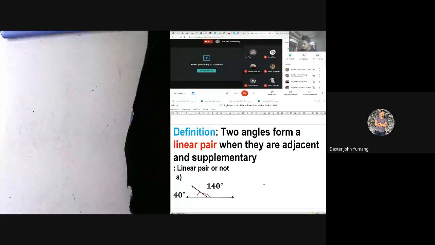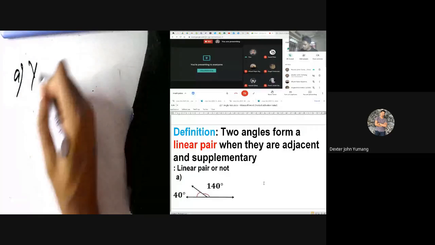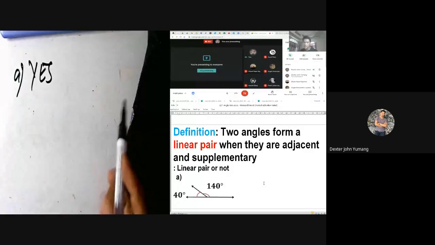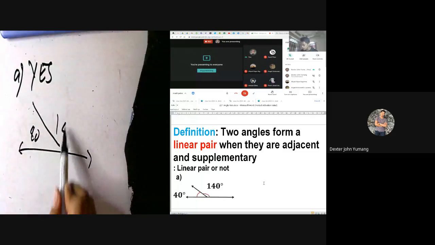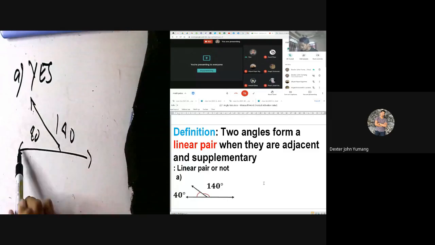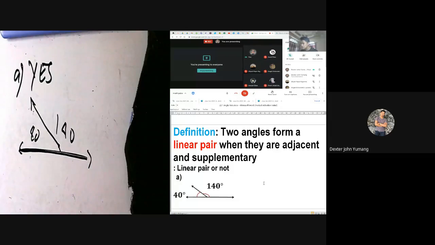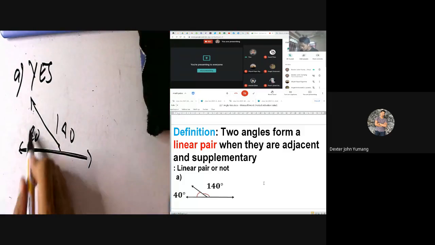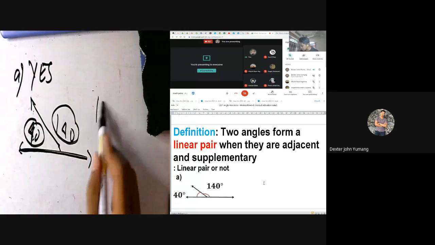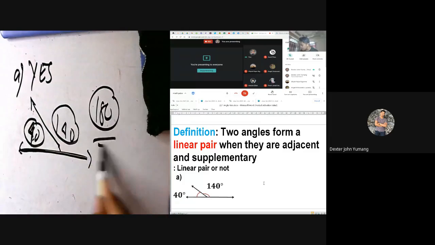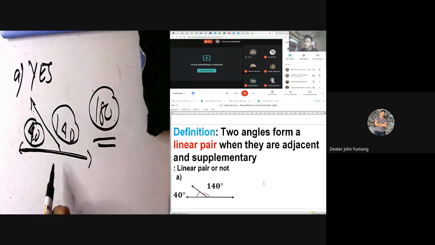The answer here is big yes. Bakit po? Yes, tingnan nyo. Straight line po yung baba niya. That is 40. Then, yung kabila naman 140. Naka-create siya ng straight line. Ito po yung straight line. Okay? So, the answer for letter A is yes. And, take note, pag sinabi mong linear pair, ang sagot is always 180 degrees. 140 plus 40, that is equivalent to 180 degrees. Okay? Yan po yung tandaan nyo. Kapag linear pair, always siyang 180 tapos na-create siya ng straight line.